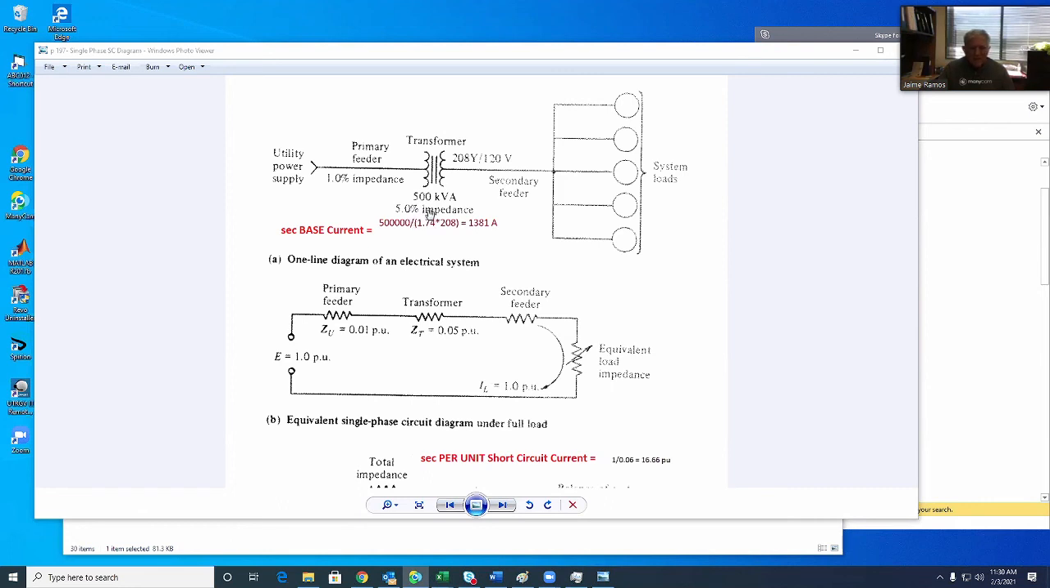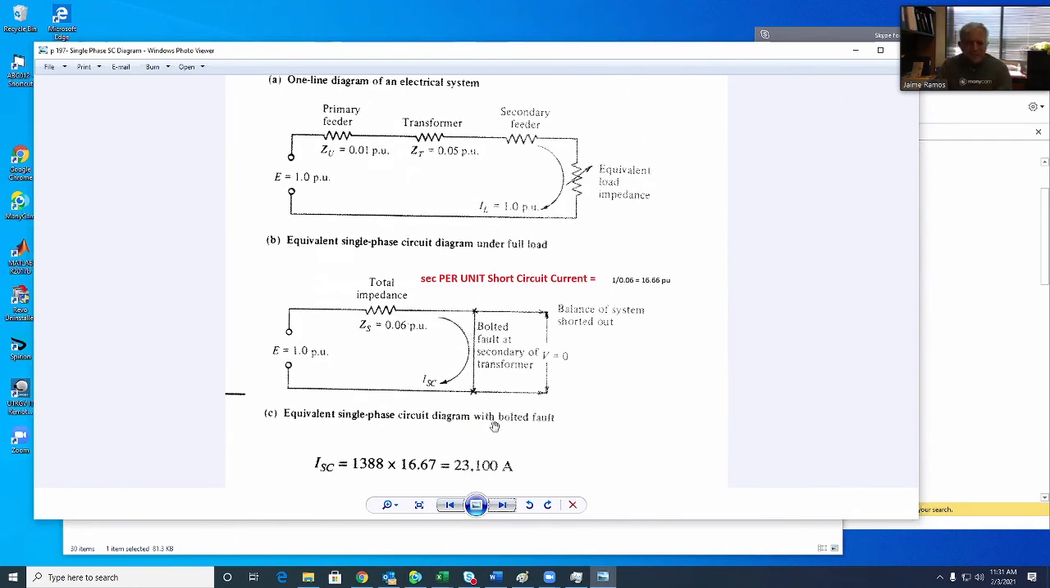Who makes that impedance? The manufacturer. The manufacturer will tell us; he calculates the internal impedance of the transformer. Okay, so then we represent the transformer just with this circuit. And then we have the secondary feeder and then the load. So under normal conditions, the load is being supplied by 1 per unit, which is 1,381 amps.